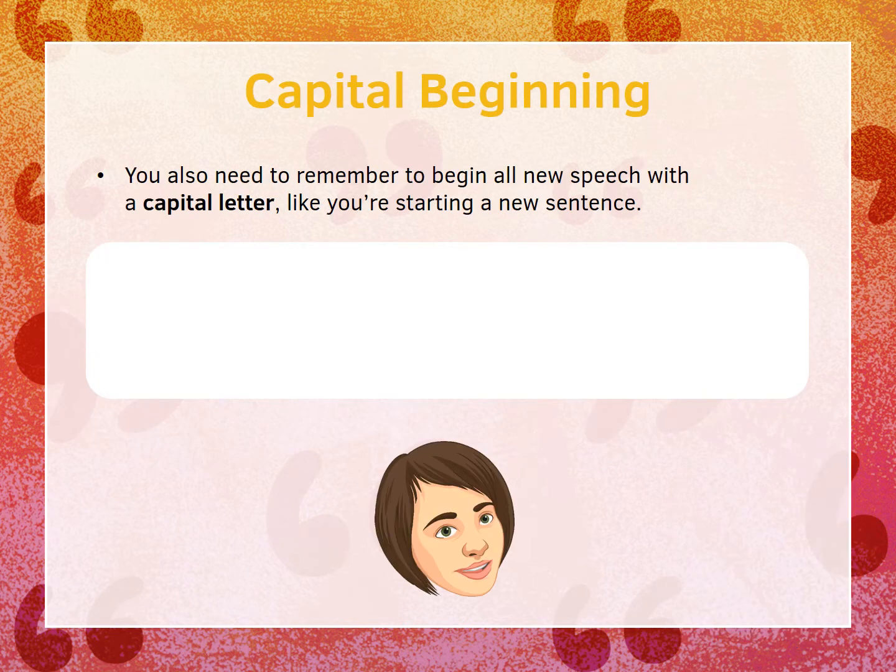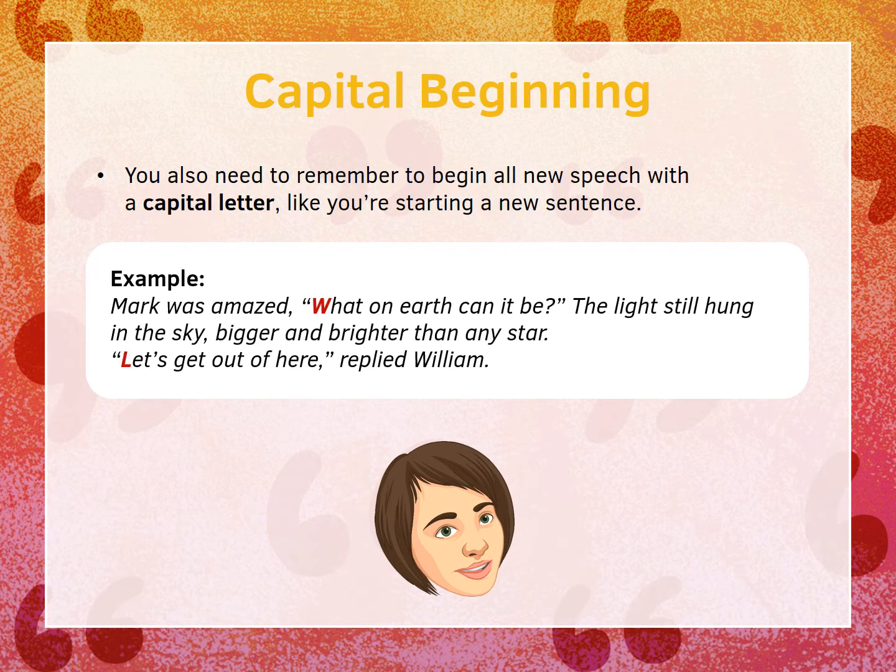You also need to remember to begin all new speech with a capital letter, just like you're starting a new sentence. So for example, Mark was amazed. You'll notice there's a comma there. And then the speech. "What on earth can it be?" So there you can see in red a capital letter, even though we've got a comma before it. It's different when we're using direct speech. "Let's get out of here," replied William. Again, you can see that the word "let's" at the beginning of the speech sentence is a capital letter.